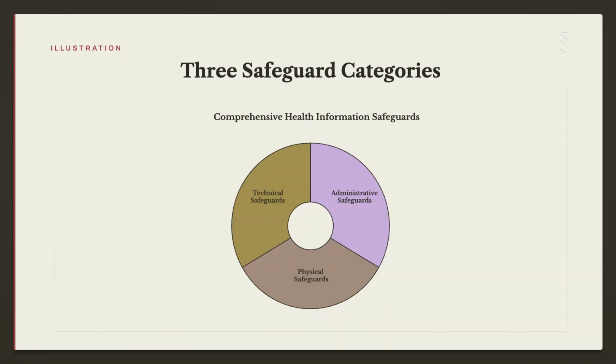Safeguards fall into three categories: administrative policies and training, physical control of spaces and devices, and technical measures like unique identification, automatic log-off, and encryption. Logging off is a technical safeguard, but it only works when a person actually carries it out at the moment of stepping away.